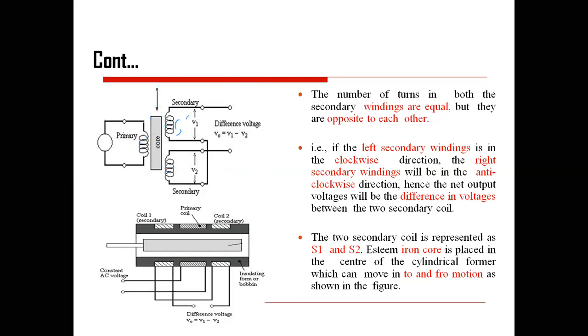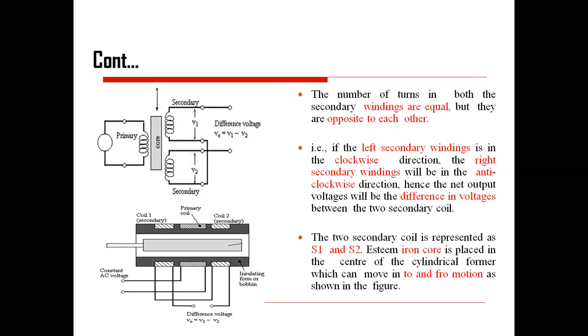If the core has been shifted towards V2, at that time there will be maximum flux linkage across V2 and minimum flux or zero flux linkage across V1. So over here your resultant output generated will be in negative terminology, because V1 is zero minus V2, the maximum flux linkage. Now shifting is in the downward direction.